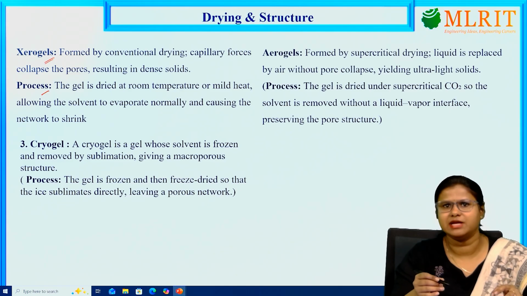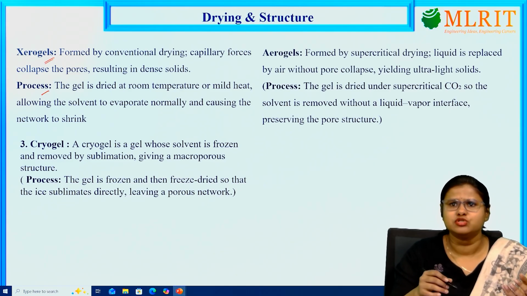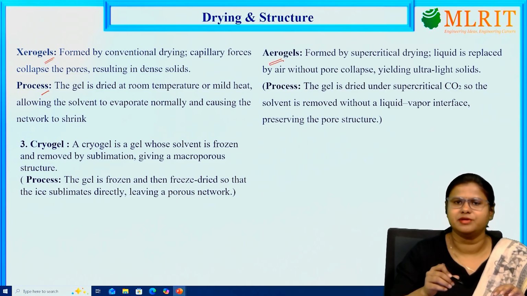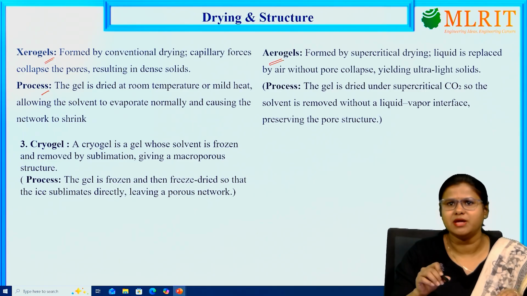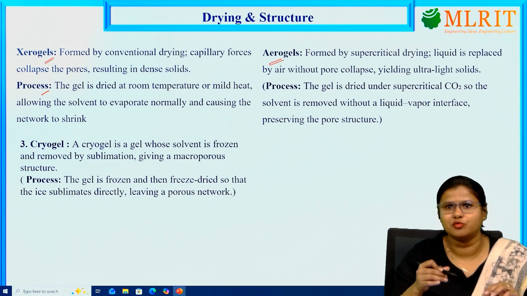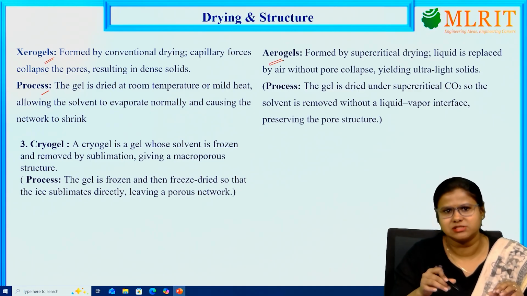And how are we getting aerogel? In this method, the gel is dried under supercritical carbon dioxide. The solvent is removed without a liquid-vapor interface, and here we are preserving the pore structure. So in this method we get aerogels, which are formed by supercritical drying. Here the liquid is replaced by air without pore collapse, yielding ultralight solids. As we are getting pores in this structure, these are ultralight in weight.